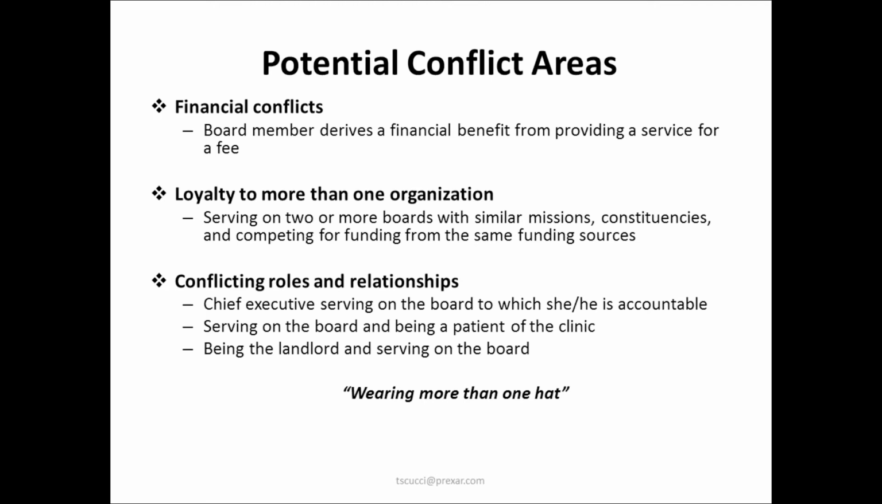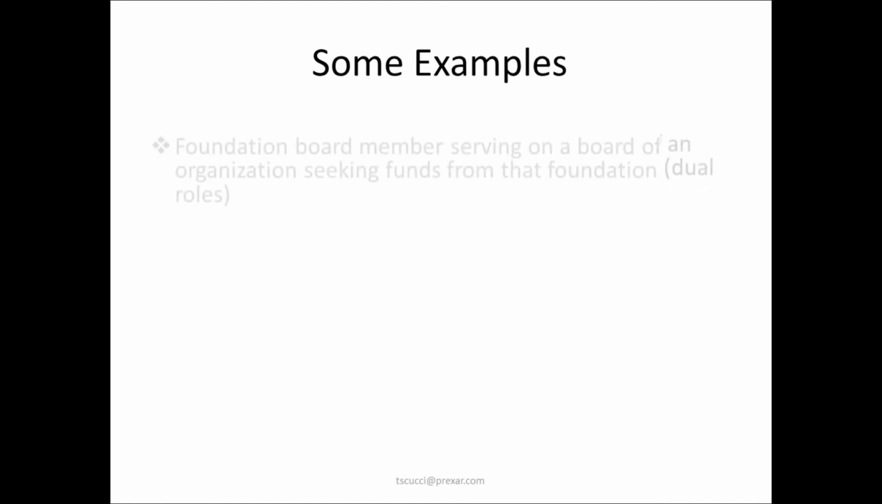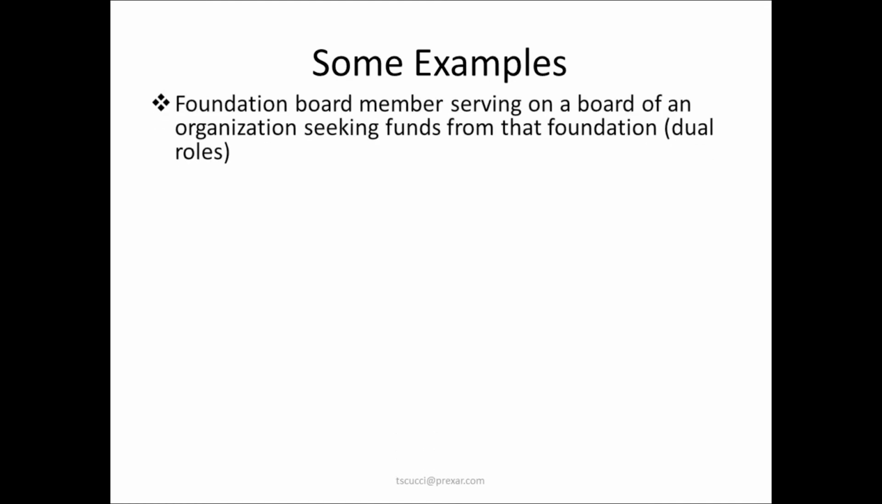These are excellent questions, and every single one of them has really brought out some of the complexities when you're looking at conflicts of interest. As I said earlier, sometimes this is not black and white. It really gets into some gray areas. Here are some other examples of conflicts of interest. If it was a foundation board member serving on the board and an organization was seeking funds from that foundation, well, there would be those dual roles. That would clearly be a conflict of interest. You'd be making decisions about whether your organization is going to get funds.